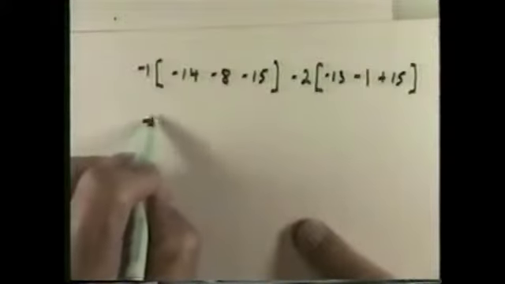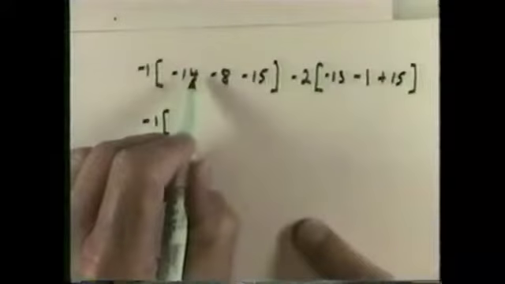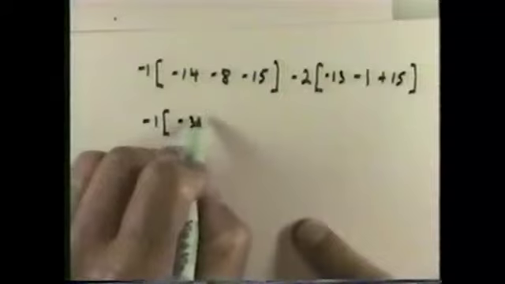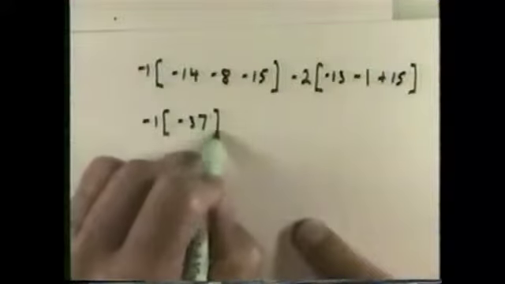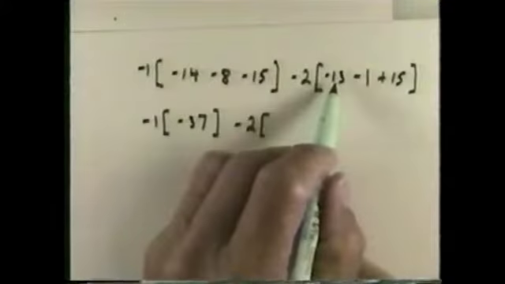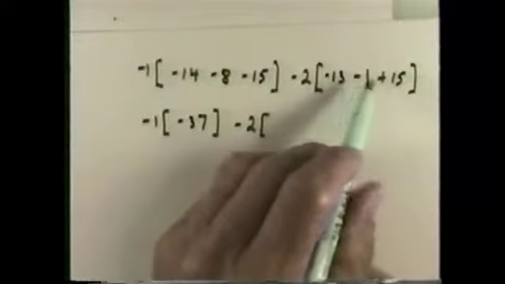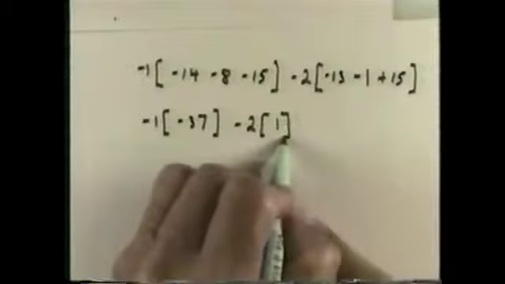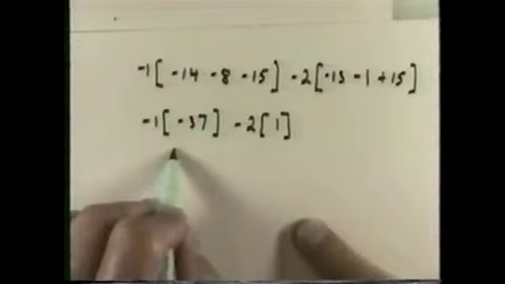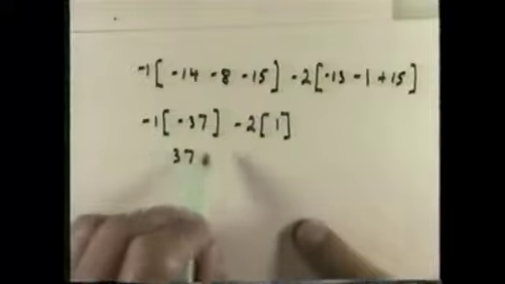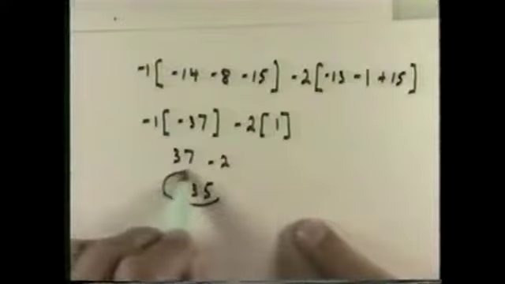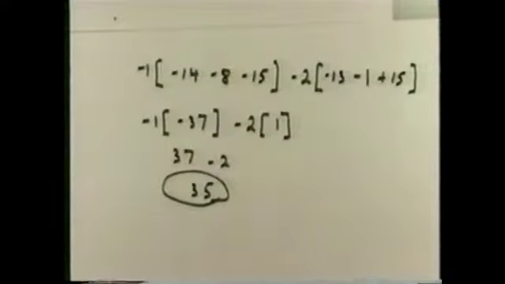So I have a negative 1 times 14 and 15 is 29 and 8 is 37, so that would be a negative 37. Minus 2 times negative 13 minus 1 is negative 14, plus 15 is 1. So it's a positive 37 minus 2, which would be 35, is the answer to the determinant.